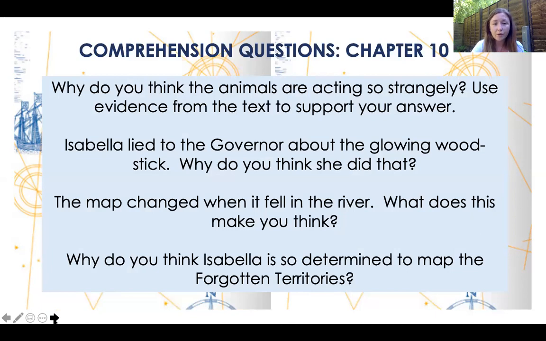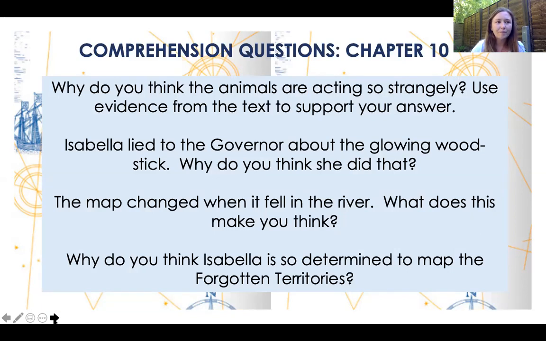So also have a little think about what we know so far about the wood stick, where it's come from, her family history, etc. The map changed when it fell in the river. What does that make you think? Now, this is quite an interesting question, because obviously the map is Mar's map, and we don't know that much about Mar in comparison to what we know about Isabella's dad. So this is a really interesting one.